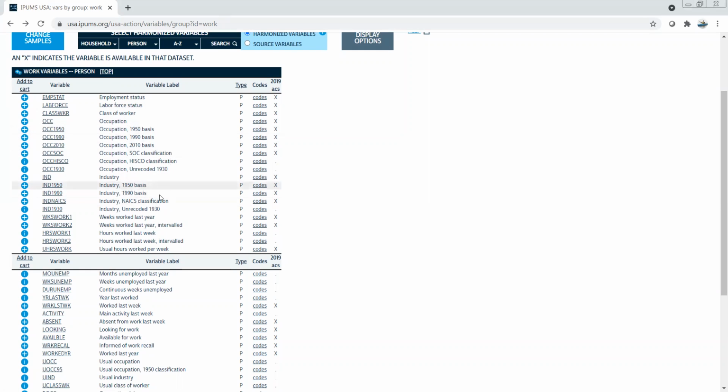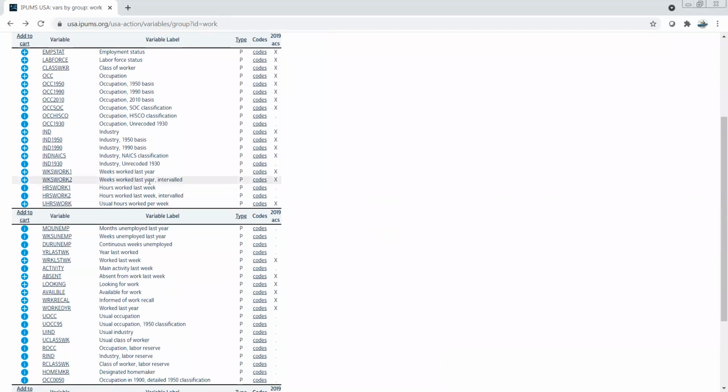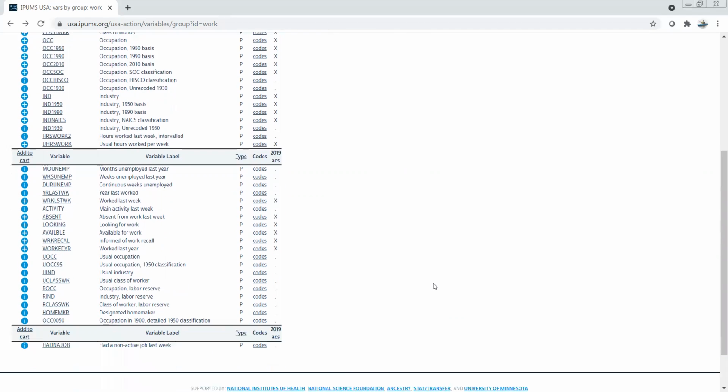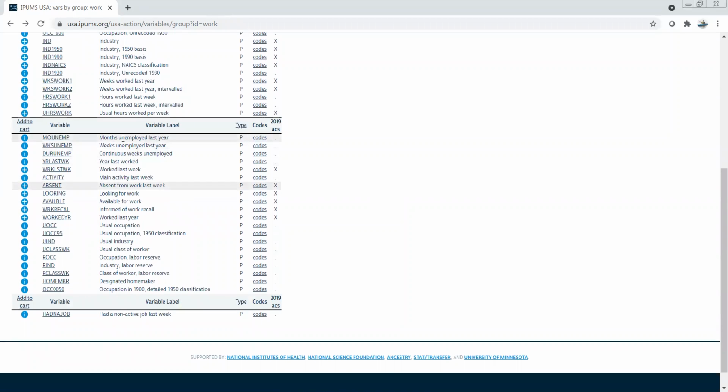And then industry. They make the distinction. So you could be a doctor who's a clinician versus working in research at a university. So the industries are different, even if you have the same occupation. And that's why they make those distinctions. And then they capture the amount of work they have done in recent times, and also unemployment, although I don't think they capture those in ACS anymore. Yeah, it's not included in ACS 2019.